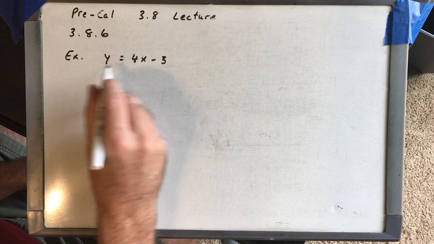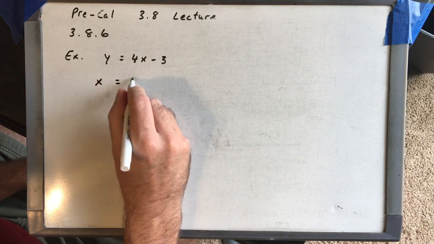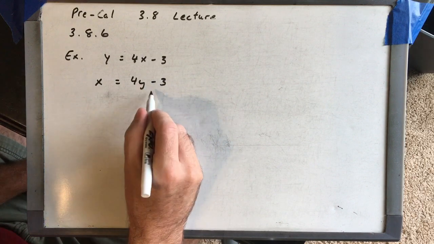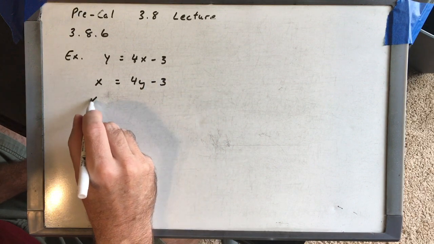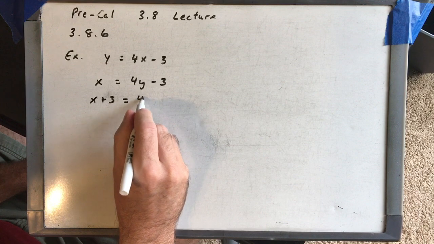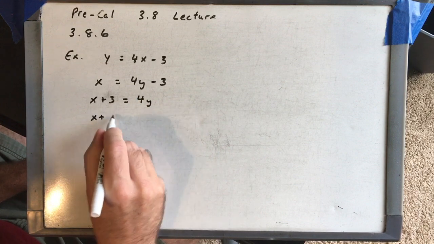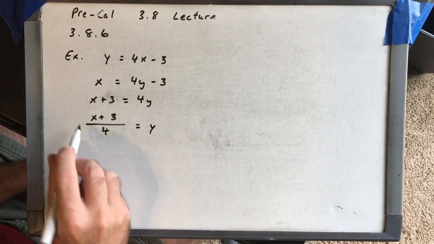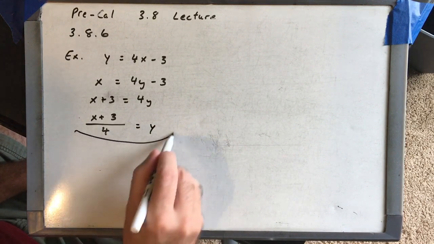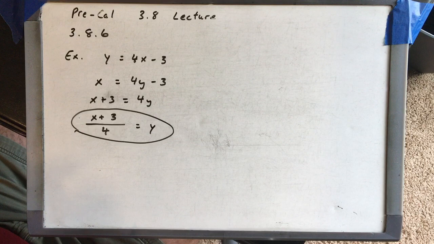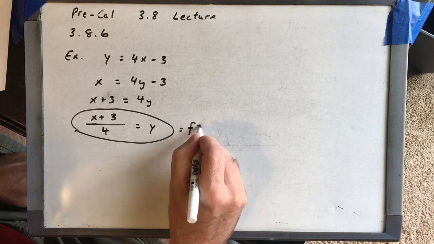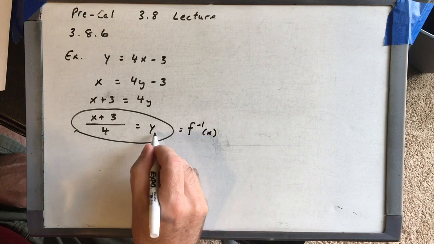Okay, so we're going to swap the x and y. So x is equal to 4y minus 3. And now we're going to solve for y. So we'd have x plus 3 is equal to 4y. x plus 3 over 4 is equal to y. That is a one-to-one function. There's no plus or minus out front. And so that's your inverse. And the way you can write that is f to the minus 1 of x. So we don't have to put y.